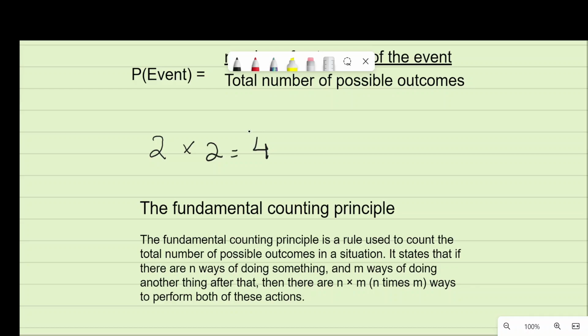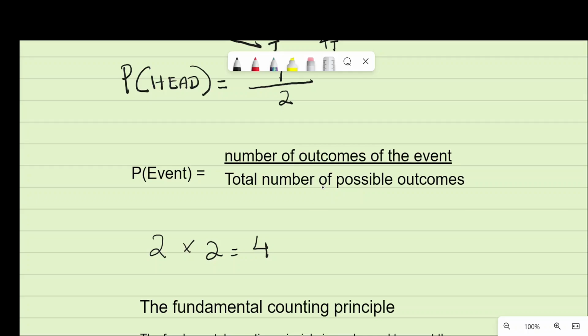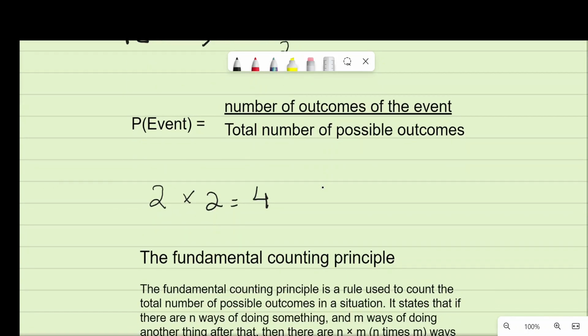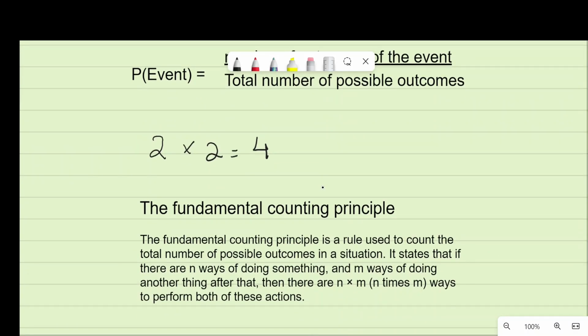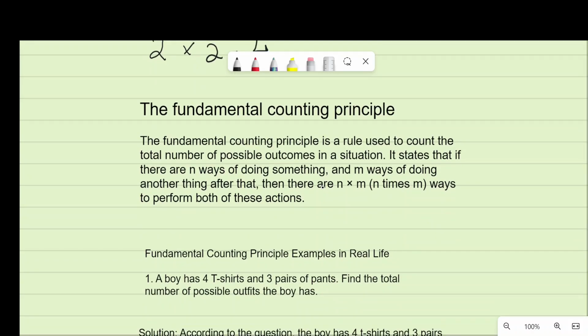We have already seen that. We already saw the outcomes here. They were 4 outcomes after the first toss, and the second toss you had 1, 2, 3, 4. So that can be found without even drawing a tree diagram. You can find it using the fundamental counting principle like this: 2 times 2 equals 4, which is useful when there are many outcomes in one situation. Let's see another example in real life.